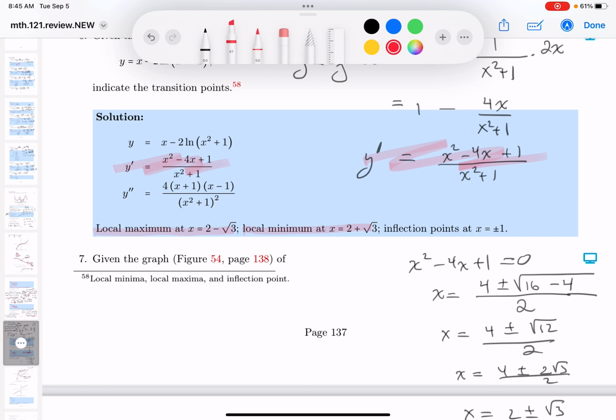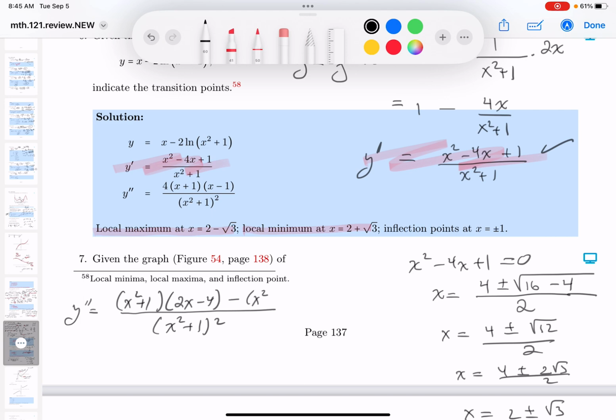It's far more difficult, right? Because I got to do the quotient rule. And let's put that down. So second derivative. Well, x squared plus 1 squared. We're differentiating this, by the way. x squared plus 1 times the derivative of the top, which would be 2x minus 4, minus the top times the derivative of the bottom, which is 2x.